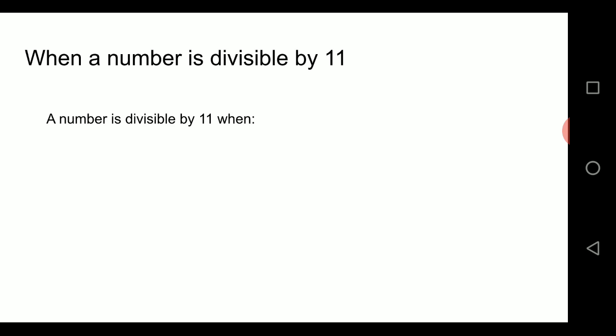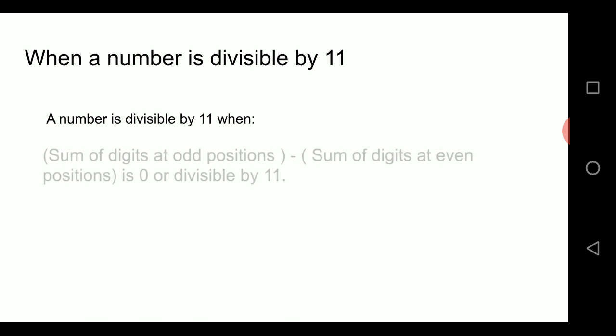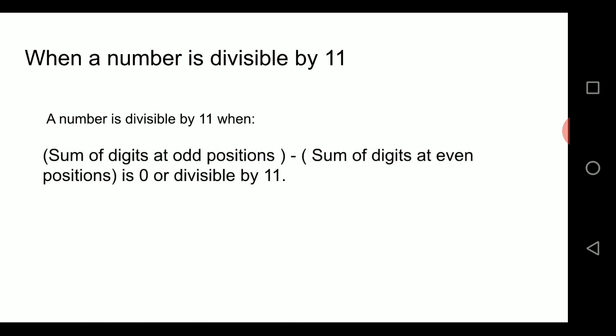Now, the last divisor for which I want to check the divisibility is 11. So 11 is very interesting because when a number is divisible by 11, the difference between the sum of digits in the odd positions and the sum of digits in the even positions is either going to be 0 or some number which is divisible by 11. Okay, so you have two conditions.